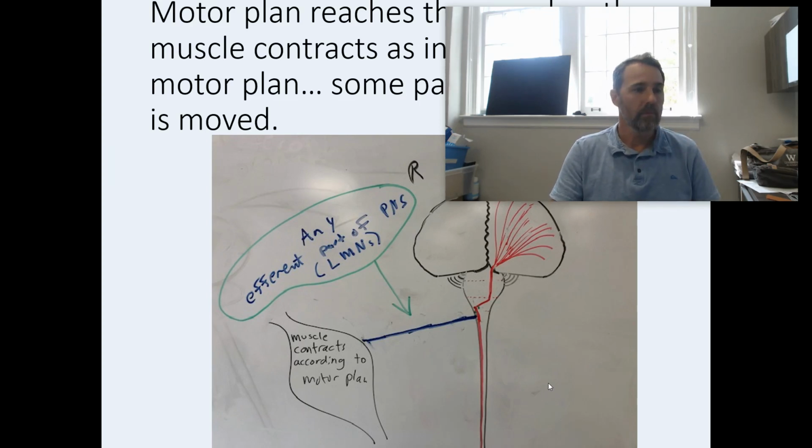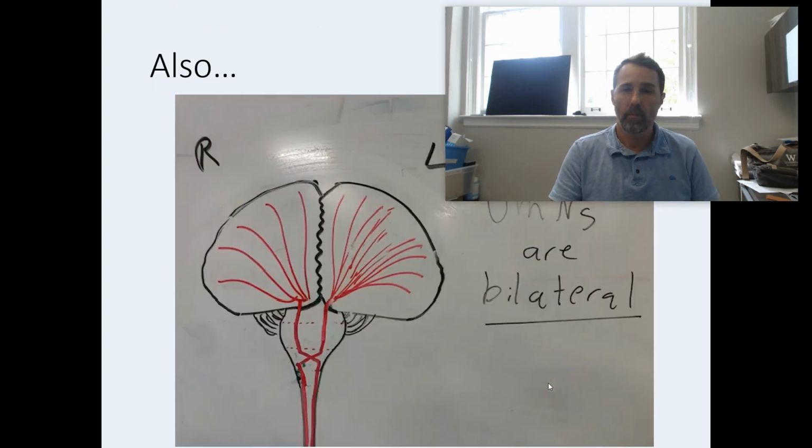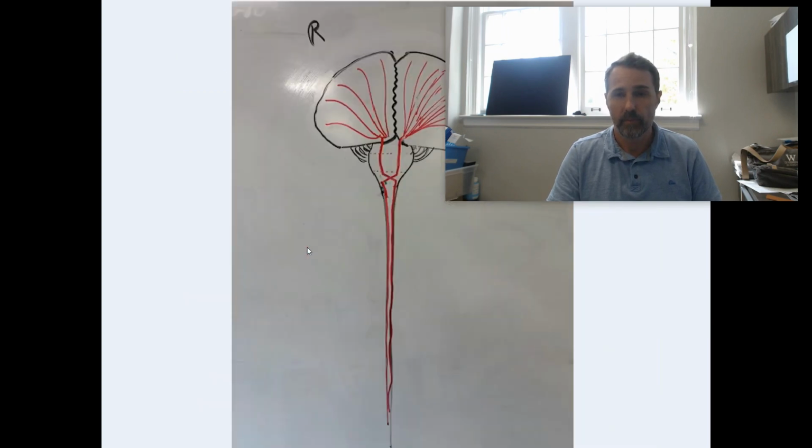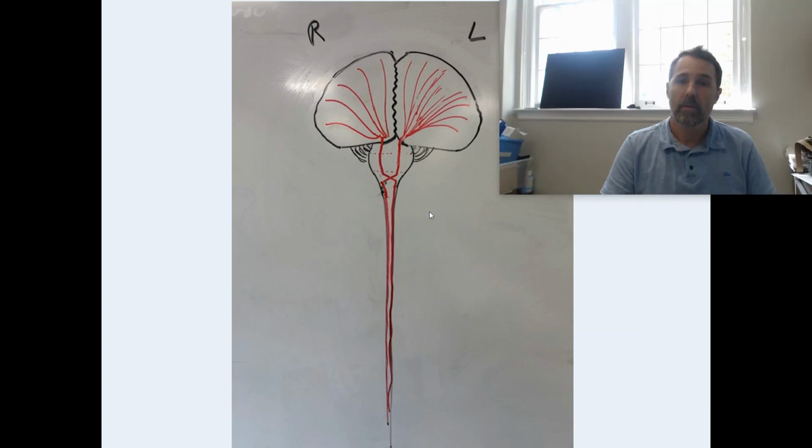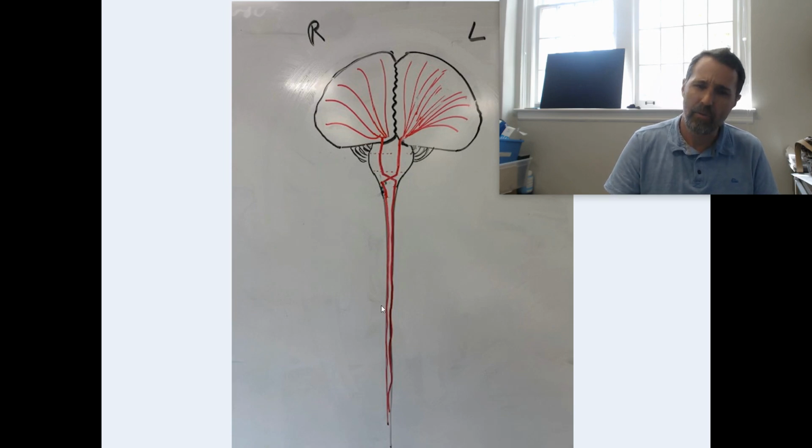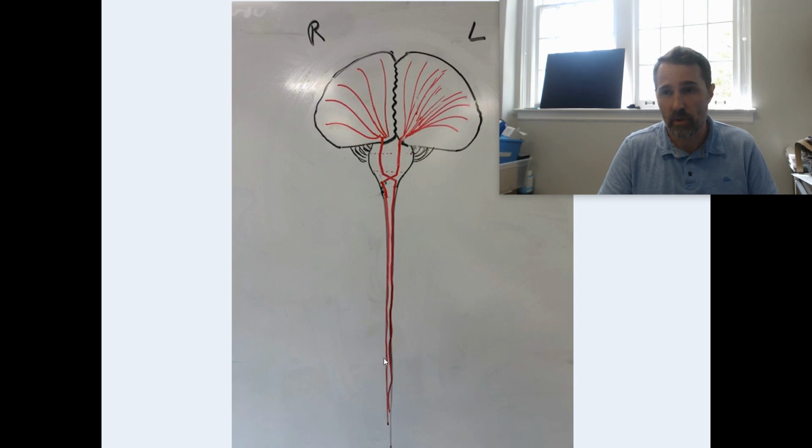Also, remember that upper motor neurons are bilateral, meaning you have a right and a left upper motor neuron. Here we have the upper motor neurons descending and coursing through the cerebral hemispheres, through the brainstem, and down through the spinal cord, because the spinal cord is central nervous system.